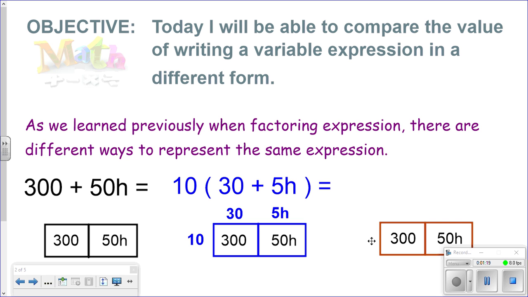However, we didn't necessarily have to factor out a 10. There are other factors for 300 plus 50h. Say, for example, that we factored out a 5. 5 is a common factor for 300 and 50h. 5 times 60 would give us 300, and 5 times 10h would give us 50h. So all three of these expressions really represent the same thing. 10 times 30 is 300, 10 times 5h is 50h, 5 times 60 is 300, 5 times 10h is 50h.